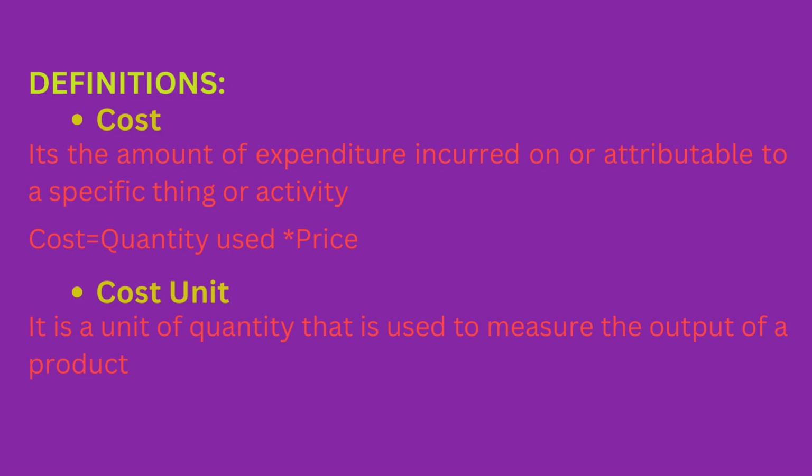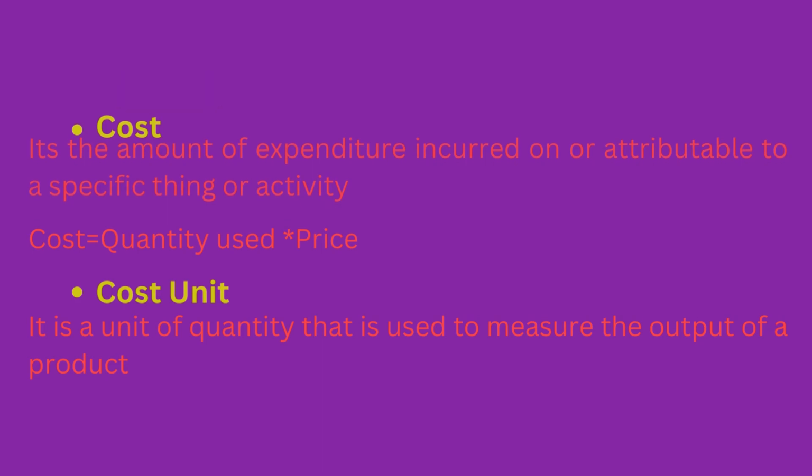Another term is cost unit. Cost unit is a unit of quantity that is used to measure the output of a product, which can be measured either in kilograms, tons, or per piece.